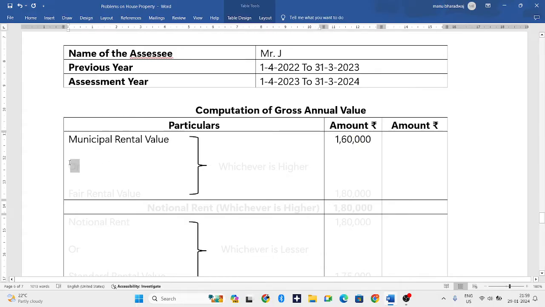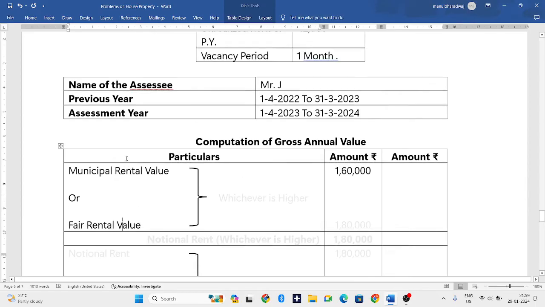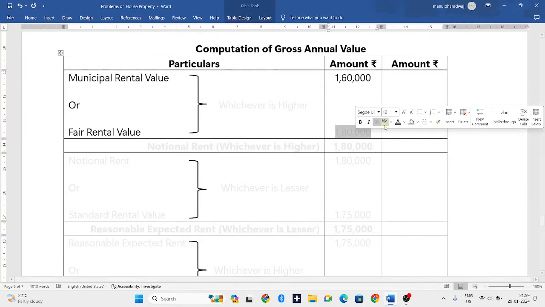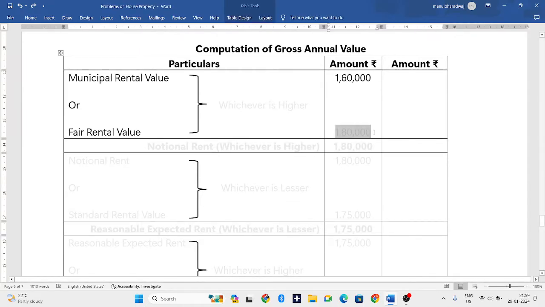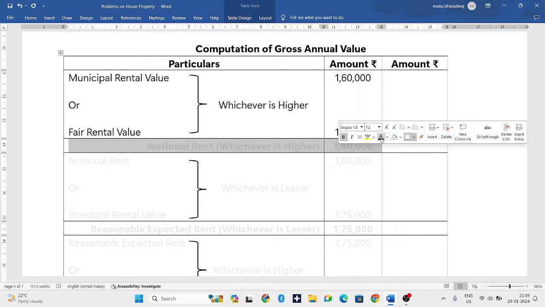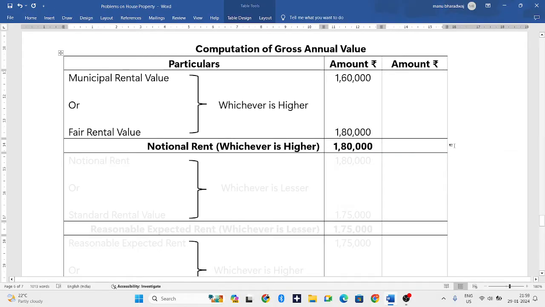1,60,000. We compare that municipal rental value with fair rental value. Fair rental value is 1,80,000. So I'll write that 1,80,000 here. Out of these two, whichever is higher, we consider as notional rent. Out of 1,60,000 and 1,80,000, 1,80,000 is more. So that will be considered as notional rent.